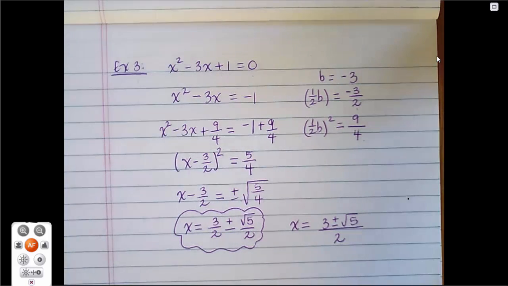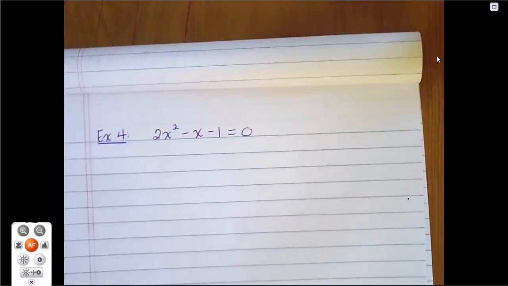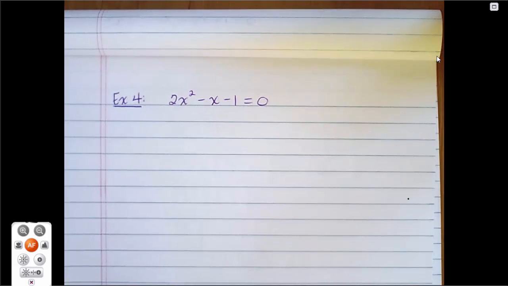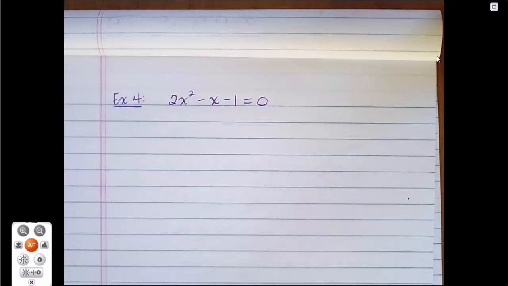Okay, I want to get you started on one more because I don't want the video to be too long. And I'll let you try to finish it on your own. So our last example is 2x squared minus x minus 1 equals 0. So remember, our first step is that a has to be equal to 1. And we have a problem because it's not. When a is not equal to 1, we'll need to make it 1. And you have to think about how that happens.